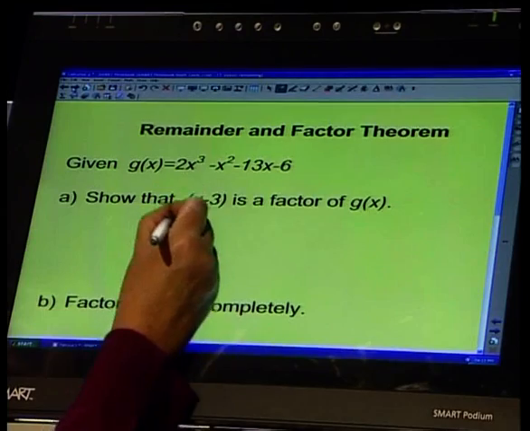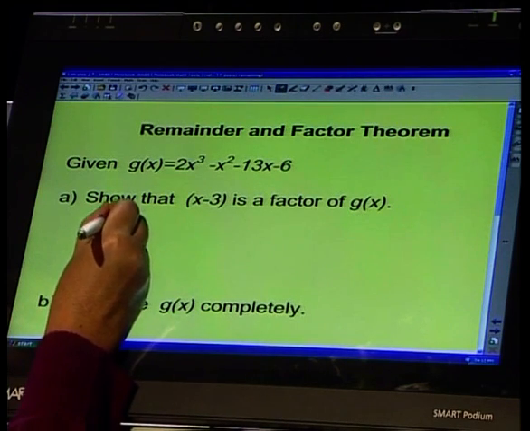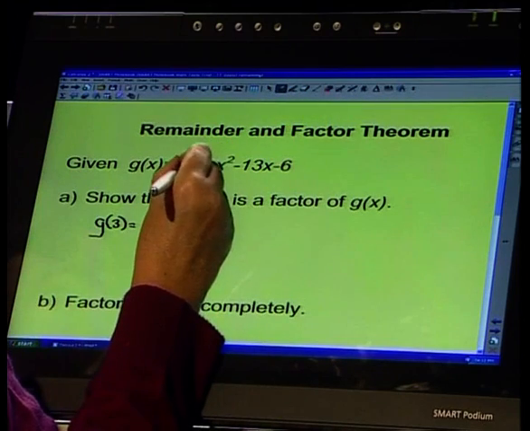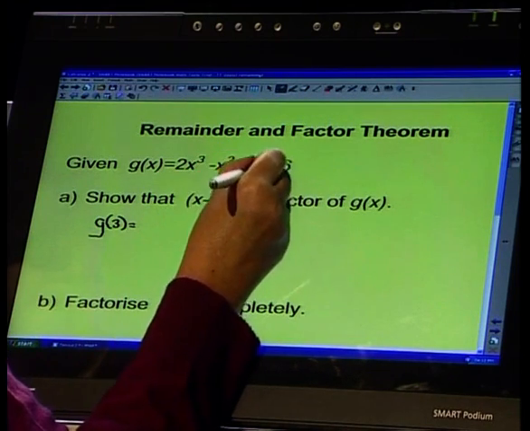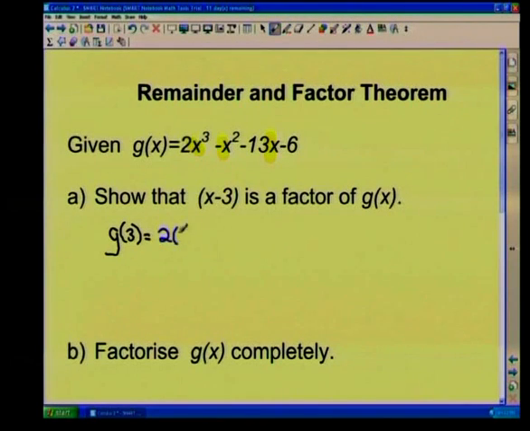We said if we work out the functional value, the remainder would be 0. So what functional value would we be working at? We'd be looking at x minus 3, so we'd be looking at g of 3. Literally what I'm going to do is go along here, wherever there's an x, put my 3. So I'm going to get 2 times 3 cubed minus 3 squared minus 13 times 3 minus 6.